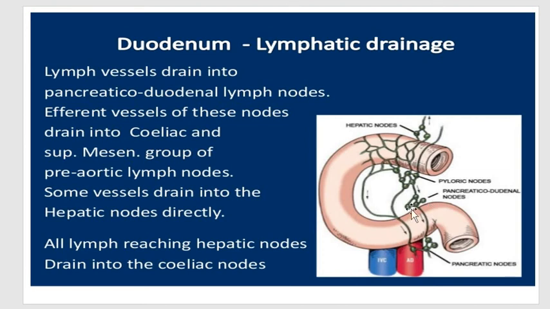So basically from the pancreatico-duodenal lymph nodes they drain into the celiac nodes, and from the celiac nodes they enter via the cisterna chyli into the intestinal lymph trunk. Okay, in this way the lymphatic drainage occurs.